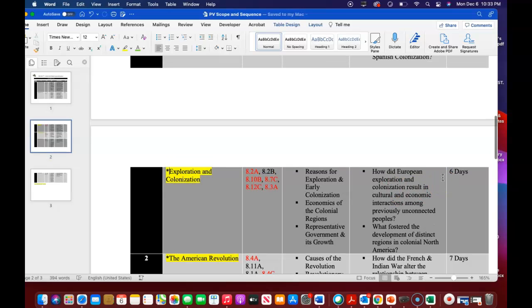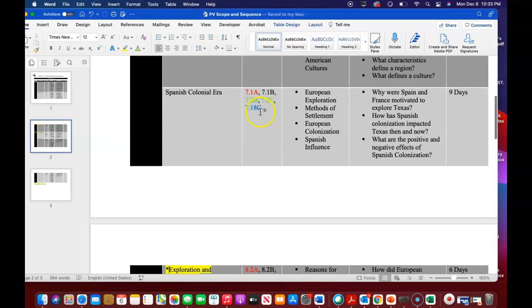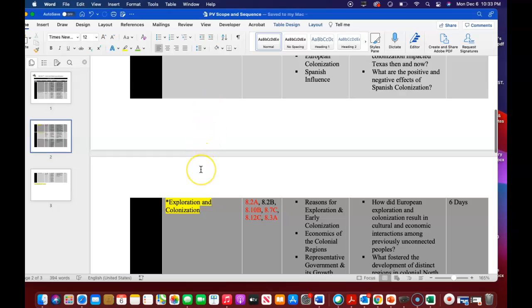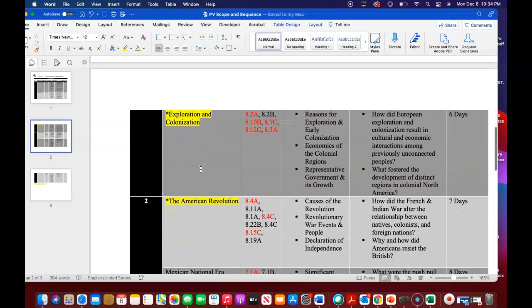Now, as you can see, you will teach Spanish colonization and then move into the colonization and exploration of America as a whole, so the students can get a better grasp of what's going on in the United States. At the same time, the Spanish are focusing on Texas. You have the French and the English focusing on other parts of North America, so that students have to understand this, and they'll have that background knowledge when they enter the 8th grade.